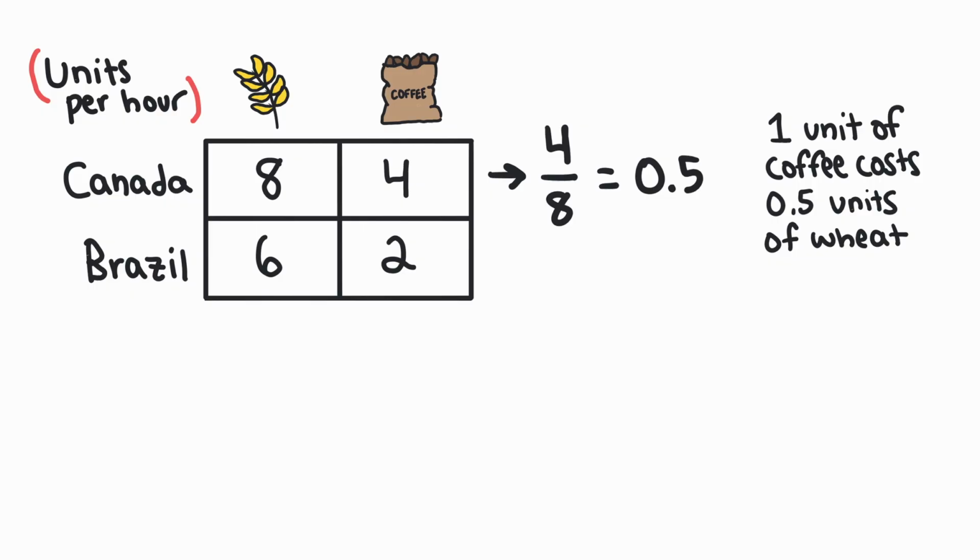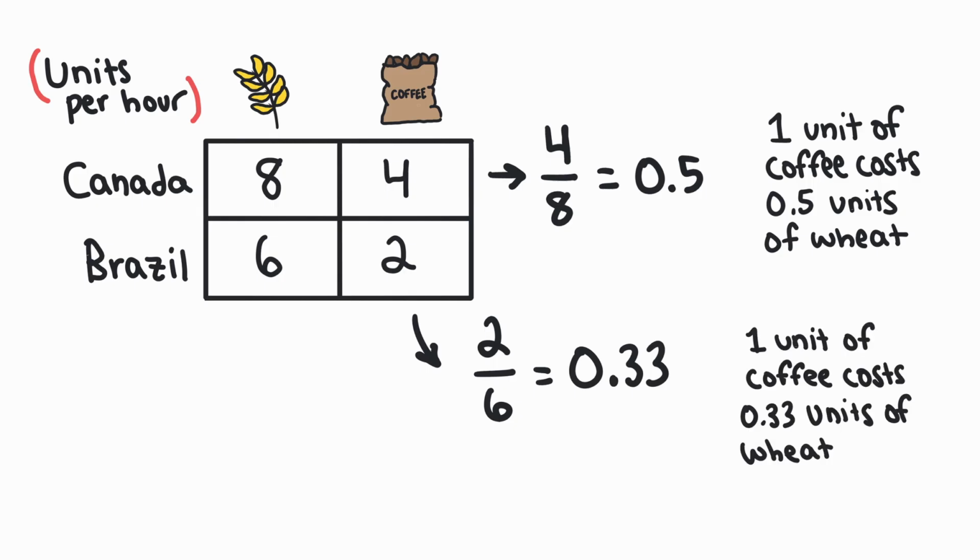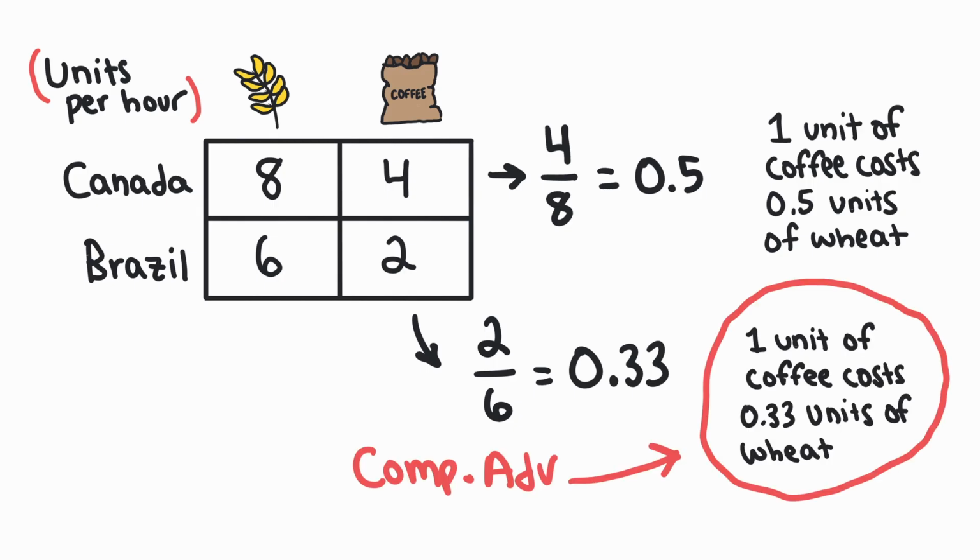That means that in the time it takes Canada to make 1 unit of coffee, they could have produced half a unit of wheat. It takes Brazil 2 hours to produce a unit of coffee and 6 hours to produce a unit of wheat. We divide 2 by 6 for Brazil, and it gives us an opportunity cost of 1/3. Comparing that to Canada, we can see that Brazil gives up less wheat for every unit of coffee that they produce. And that means they have the comparative advantage when it comes to coffee production.